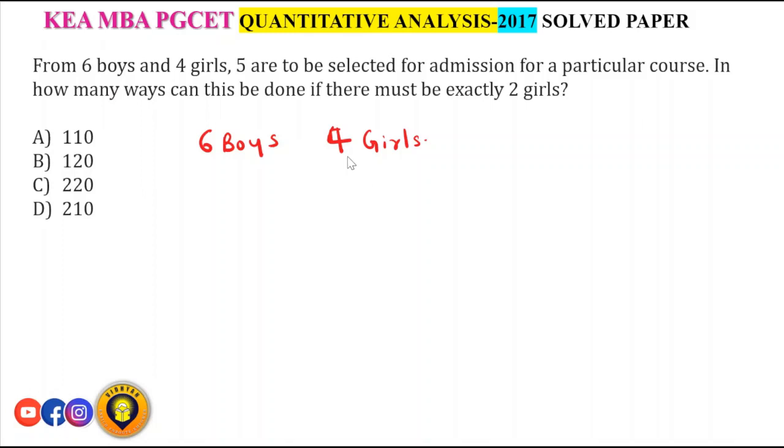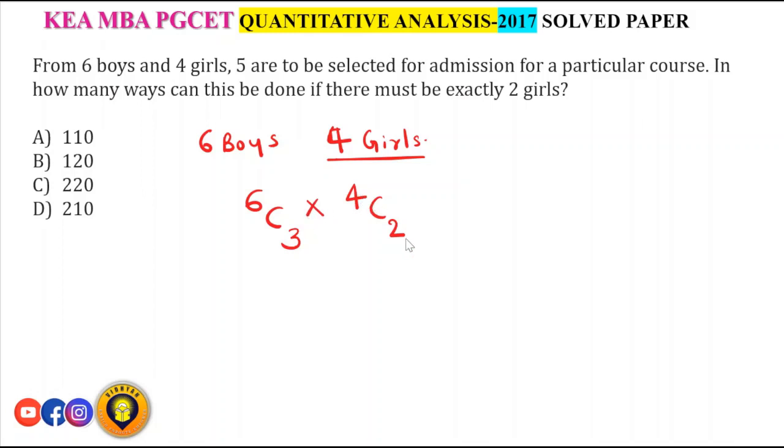So exactly 2 girls, how can you select? Total girls are 4. So 2 girls you have to select, means combination of 2, that is 4C2 ways. And the remaining will be boys. So 5 students you have to select. Out of 5, if 2 are girls, then the remaining 3 are boys. So how many boys are there? Total there are 6 boys. Out of 6, how many do you have to choose? You have to choose only 3. Okay, so therefore the answer will be what?